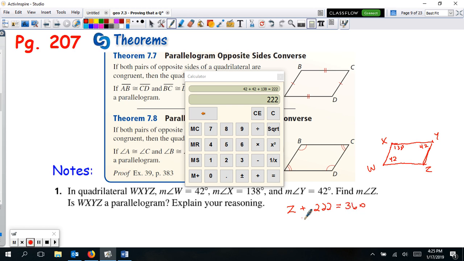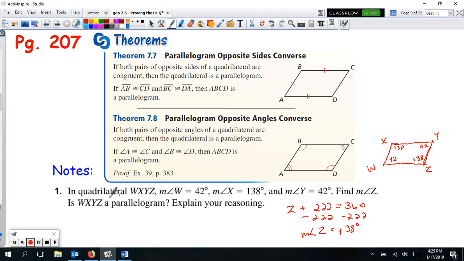I just have to subtract 222 from both sides. I'll do it on the calculator here: 360 minus 222, and we get 138. So Z is equal to 138. That means this one is now 138, which we can fill in. So the answer for Z, like they said, find the measure of Z: the measure of angle Z is 138 degrees.